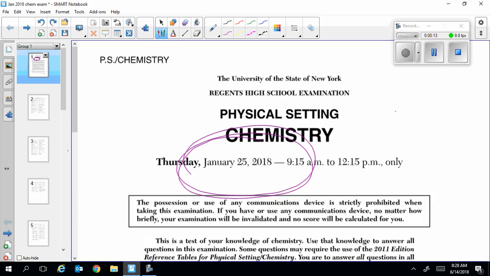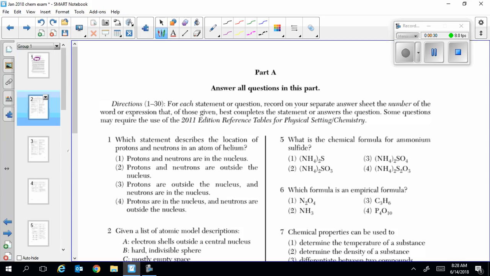If you do not have it printed and ready in front of you, stop the recording right now. Go to Google, search Regents Chemistry Exams, and look up the January 2018 exam and either print it out or have the screen open in front of you. All right, ready to roll.